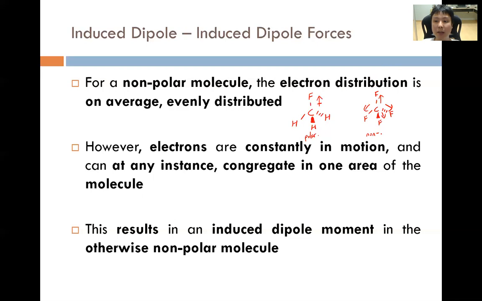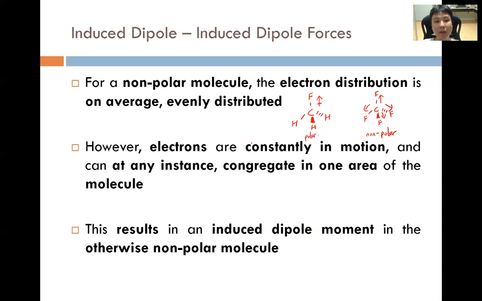And when the molecule is nonpolar, what it means is that the electron density, the distribution of the electrons around this molecule, is on average evenly distributed. That means there's an equal chance of finding the electron in every part of the space around this molecule. Okay, so that is what this means. If the molecule is nonpolar, then the electron distribution is on average evenly distributed. There is no region of space where there is a greater density of electrons as compared to another.